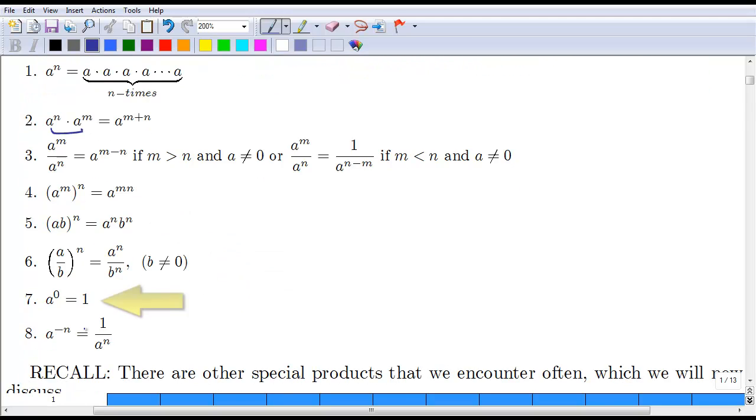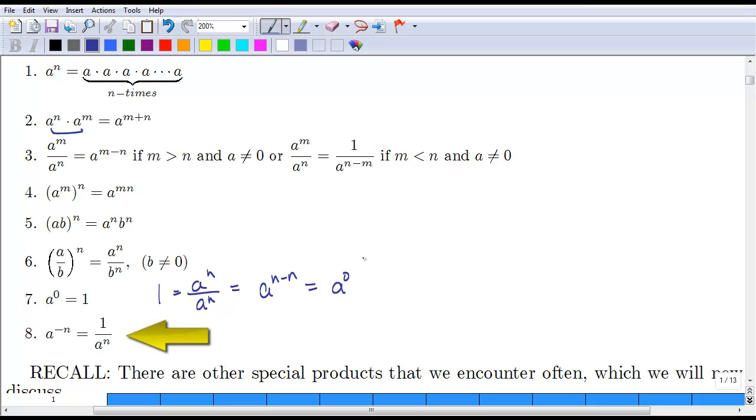Because addition and subtraction do not mean multiplication, we can't distribute that exponent. The last two here: we know that anything to the 0 power is 1. You can think of it this way. If you have a to the n divided by a to the n, well, anything divided by itself is 1. And if you use that law from number 3, you subtract the exponents, you get a to the n minus n, which is a to the 0. So that is why anything to the 0 power is 1.